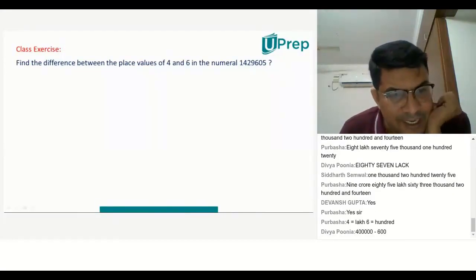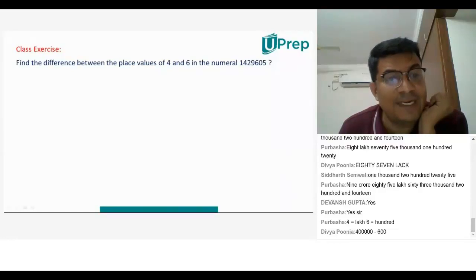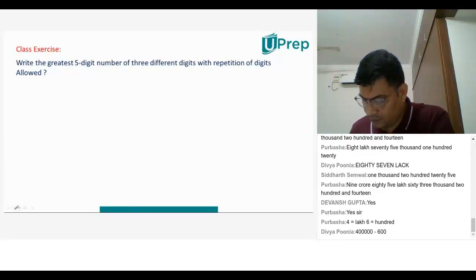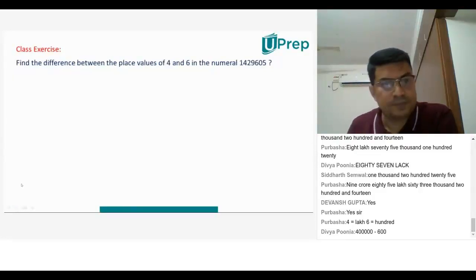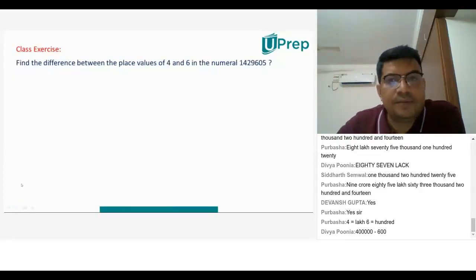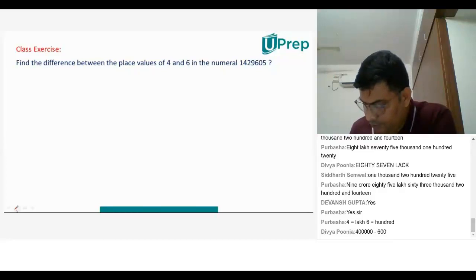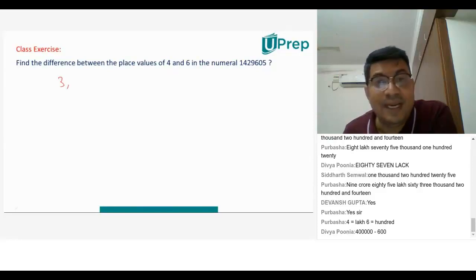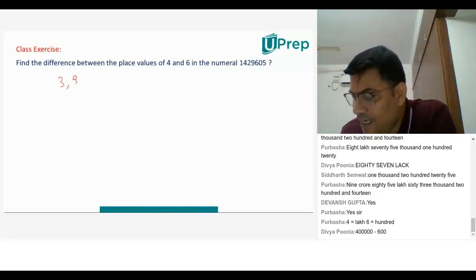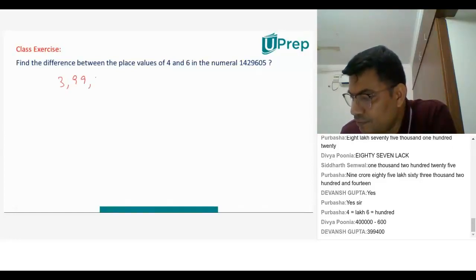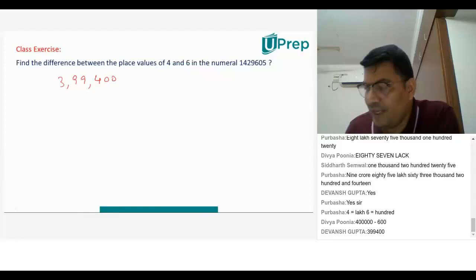Parbasha says 4 lakhs 600. So no, you have to tell me the difference. You have to calculate the value, Parbasha. Sir, the difference is 3,99,400. Yes, sir. Mention that number in the chat. Very good. So 3,99,400. 3 lakh 99,000 400. Very good.